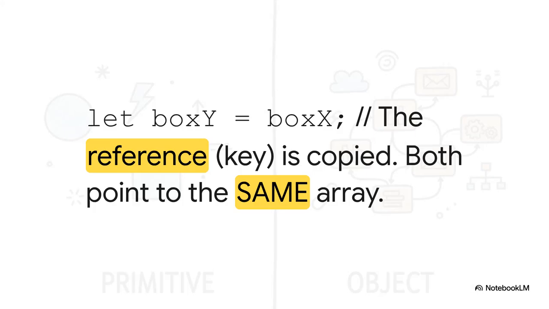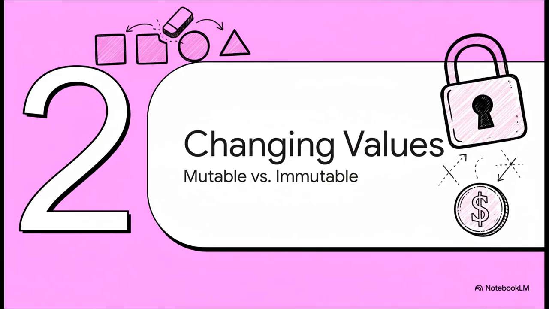But with non-primitives, it's a totally different story. Let's say box X holds a key to a safe deposit box that contains an array with the number 10. If I then say box Y equals box X, I'm not creating a new box. I'm just making a photocopy of the key. That's it. Now box X and box Y both hold keys that unlock the very same box. And this idea of both variables pointing to the same place leads us straight to the next huge difference.